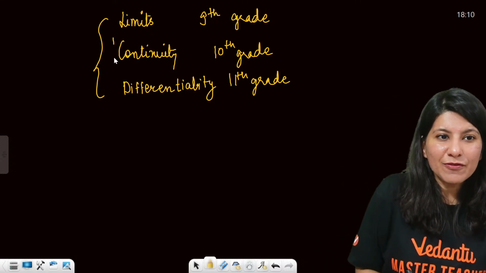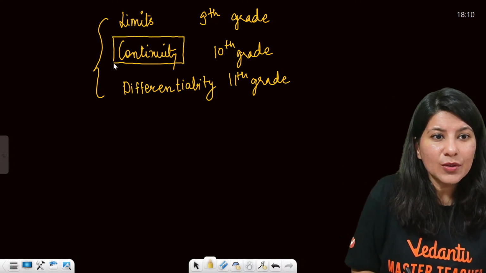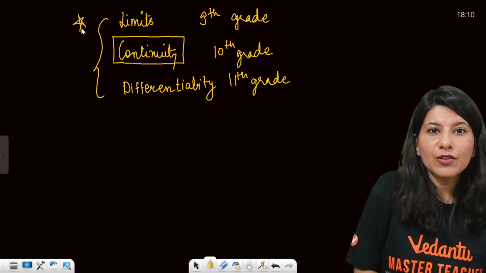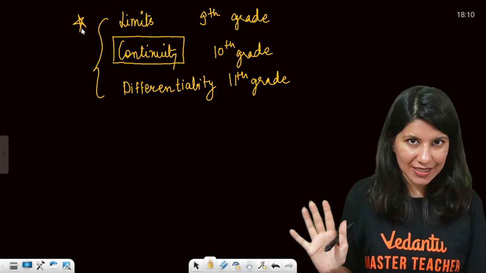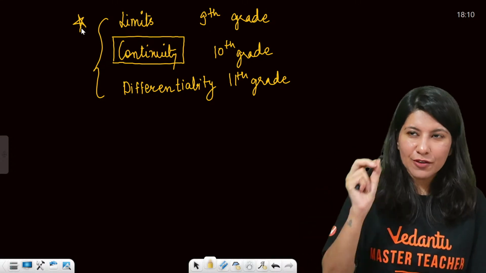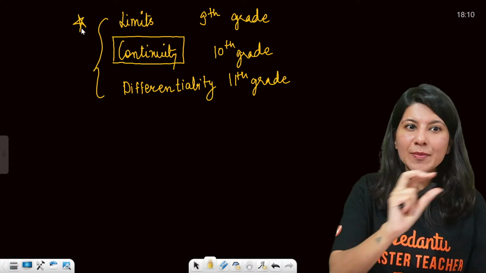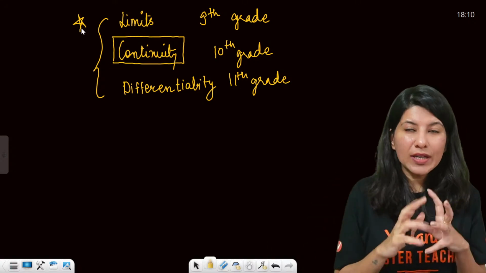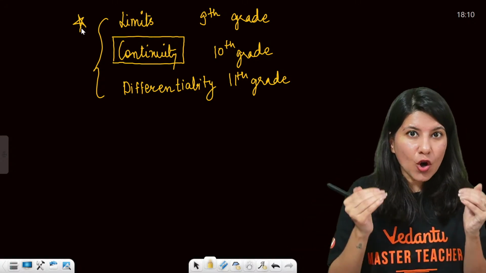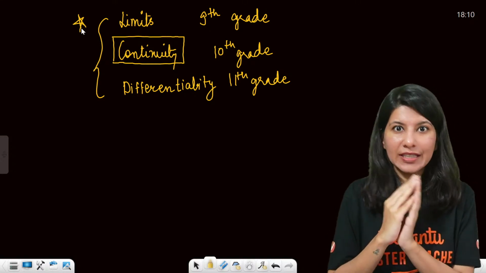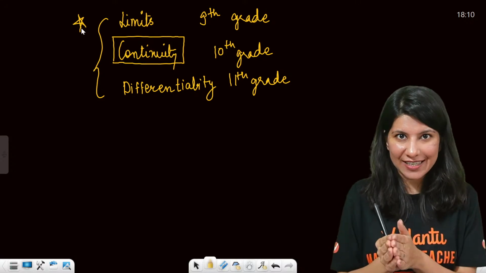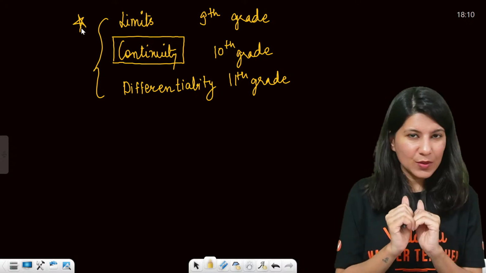Although I'll be focusing on continuity today, I would like to give you a quick recap, a quick revision of the chapter limits. Understood? For the first 5 minutes I'll be talking about limits, and once you understand limits nicely, we'll talk about continuity, and we'll complete continuity in this lecture. So the agenda is clear.